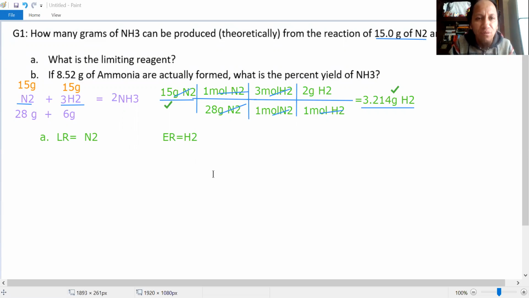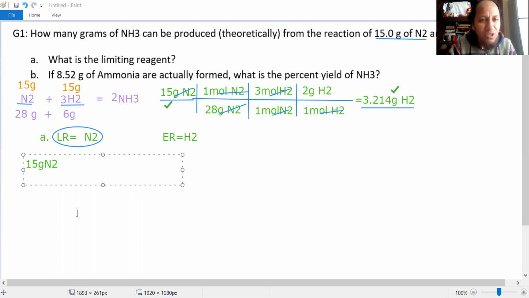How many grams of ammonia? How are you going to calculate how many grams of ammonia can be produced? Because you use the limiting reactant. You're going to use the value I gave you for the limiting reactant. What is the value I gave you for the limiting reactant? The number of grams. So let's get started to work. 15 grams of nitrogen. And then you perform the calculation.